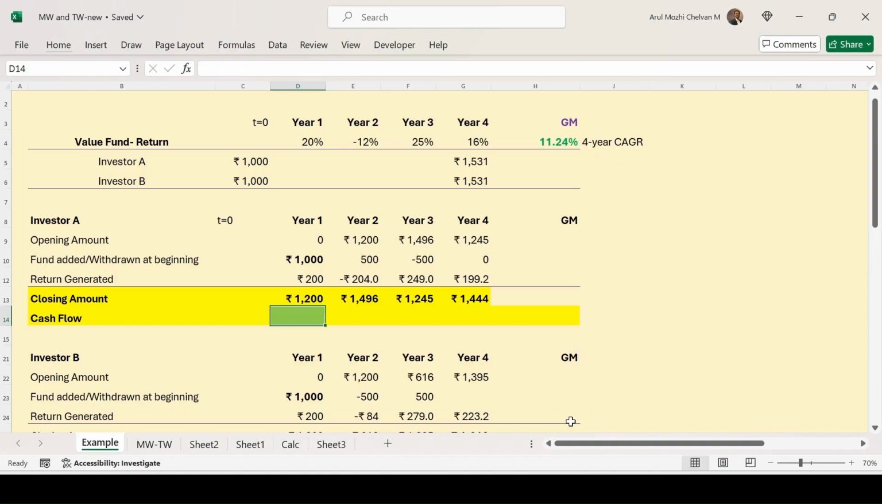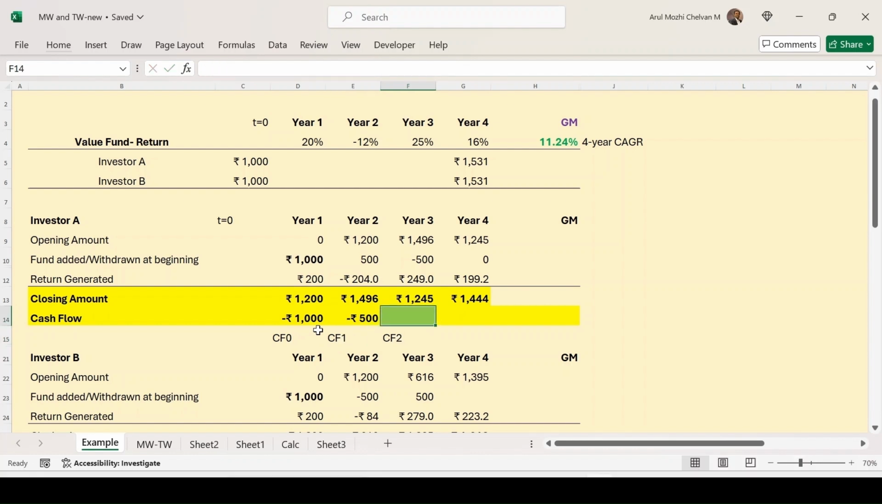We can calculate this using Excel also. First we have to record the cash flows. Initially, his investment is 1000. That is a cash outflow for him. This is CF0. Then at the beginning of year 2, he again puts in 500. This is CF1, because it is the end of year 1 and the beginning of year 2. CF2 is plus 500. He withdraws the money, so it is a cash inflow for him.